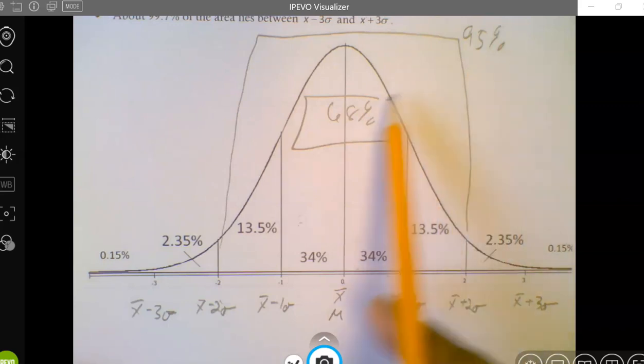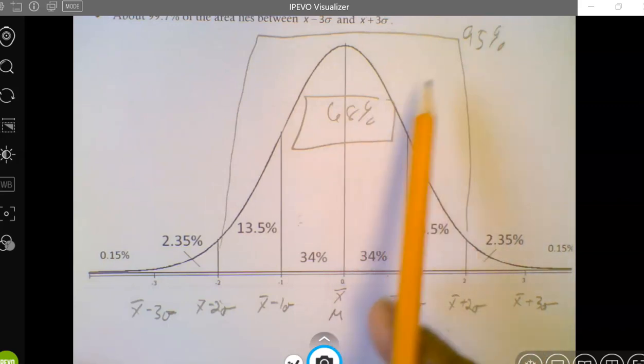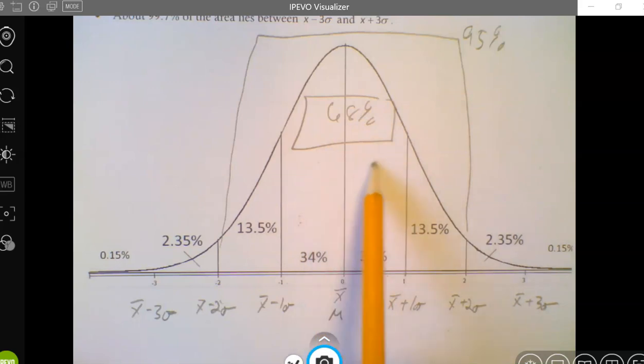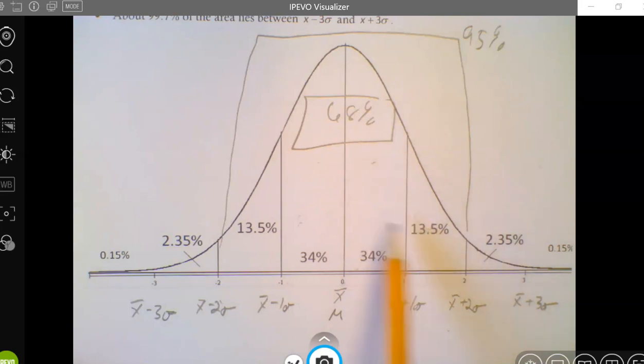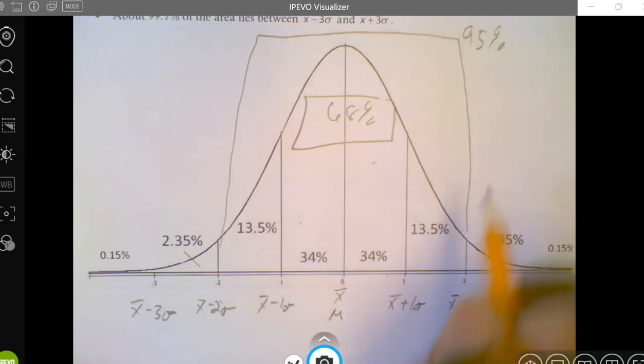So let's think about this. If you've got 95% of all your data within 2 standard deviations, and 68% is already accounted for, well, that leaves you about 27% left, and that goes here and here. That leaves you with 13.5% here and 13.5% there. So that's why we have 95% of all our data within 2 standard deviations of the mean.